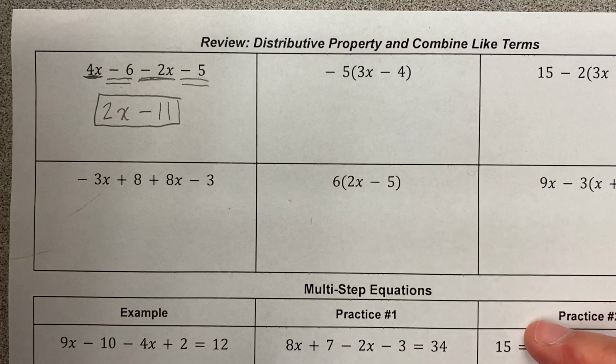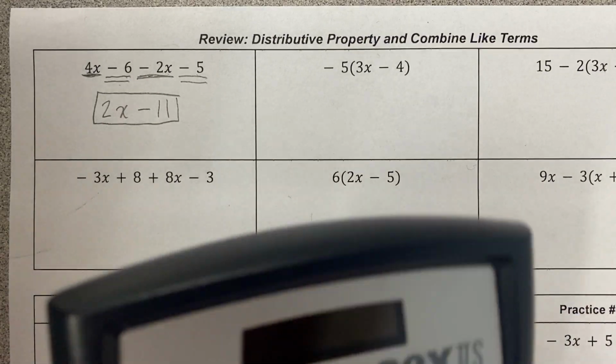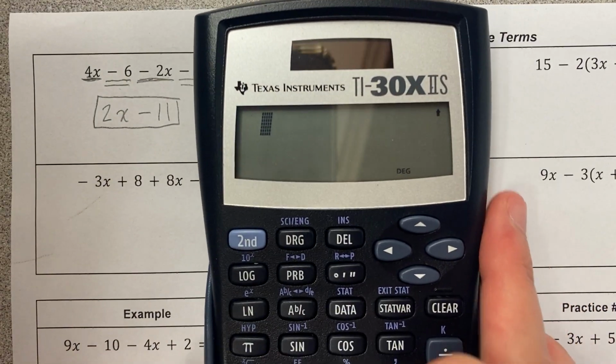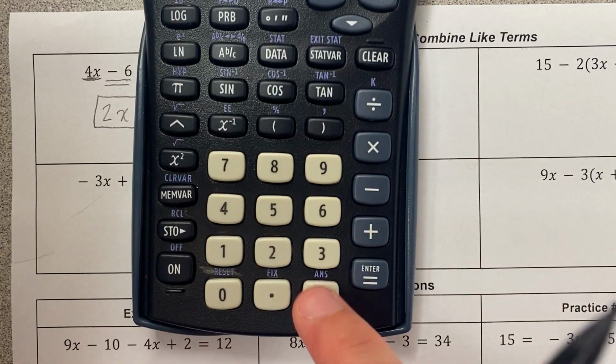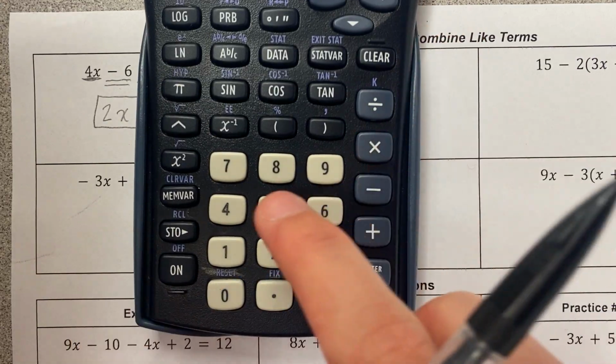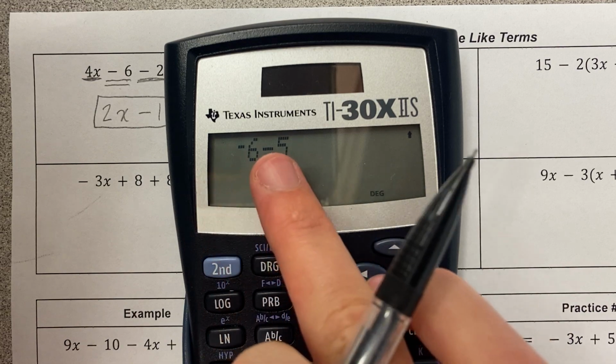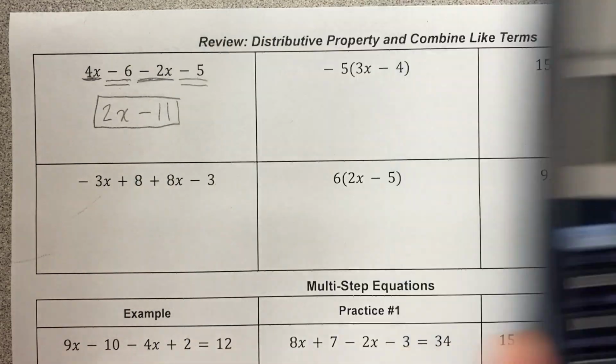Okay, also remember that you can use your calculator if the mental math is the issue, right? So like in this case, I would do negative 6 minus 5. Look, negative 6 minus 5, and I would get negative 11.